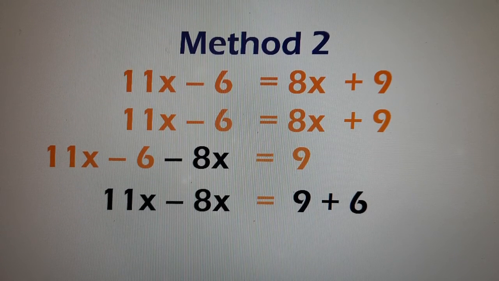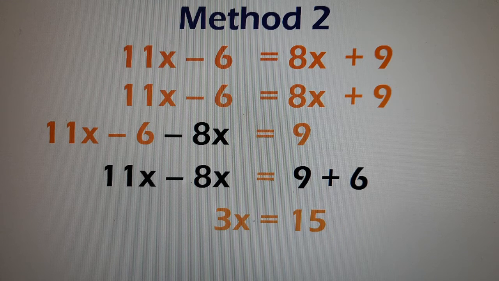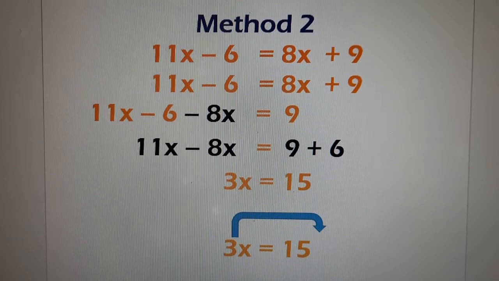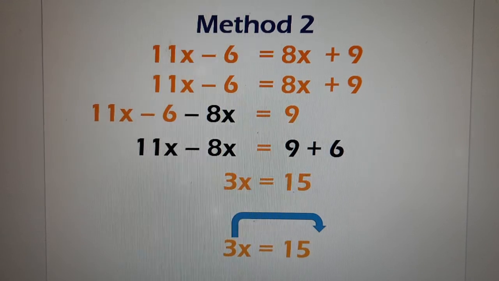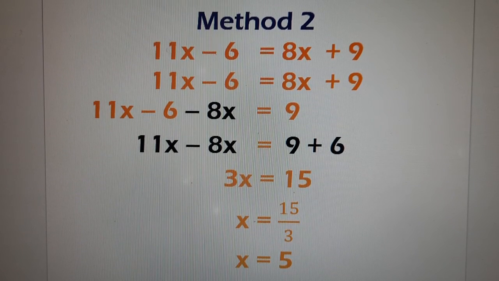You simplify like terms. 11x minus 8x is 3x. 9 plus 6 equals 15. Then you can write 3x equals 15. 3x means 3 multiplied by x. Then we take multiplication by 3 to the other side. It becomes division by 3. x equals 15 divided by 3. Finally, you get the correct answer, x equals 5. You solved this equation by using the inverse operation method.